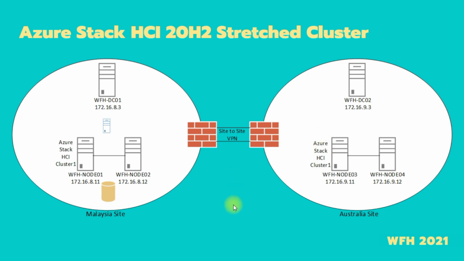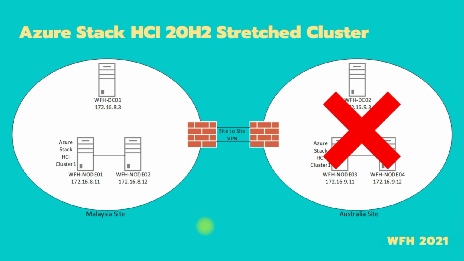We will demonstrate how to switch the storage replica direction from the Malaysia side to the Australia side, as well as move the active VM from the Malaysia side to the Australia side. Also, we will demonstrate the entire Australia side going down, then the storage will fail back to the Malaysia side, and the VM will also fail back to the Malaysia side.